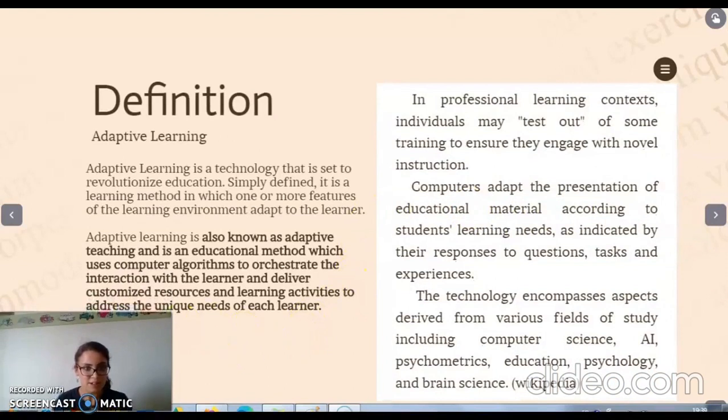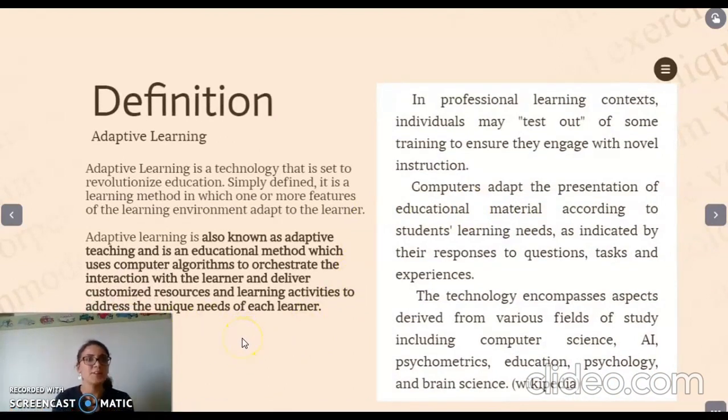Yes, we are here. Definition: what is adaptive learning? Adaptive learning is a technology that is set to revolutionize education. Simply defined, it is a learning method in which one or more features of the learning environment adapt to the learner. It's also known as adaptive teaching and is an educational method which uses computer algorithms to orchestrate the interaction with the learner and deliver customized resources and learning activities to address the unique needs of each learner.